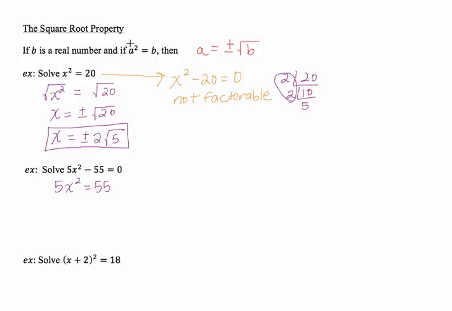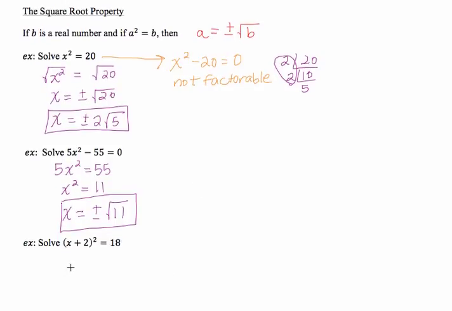Now notice it says if a squared equals b. It doesn't say if 5a squared equals b. So we also have to get rid of that 5. But that's easy to do. We can just divide both sides by 5 to get x squared equals 11. Now it's of this form, a squared equals b. So we can take the square root of both sides to get x equals plus or minus the square root of 11. And 11 is prime, so that's not going to simplify any further.